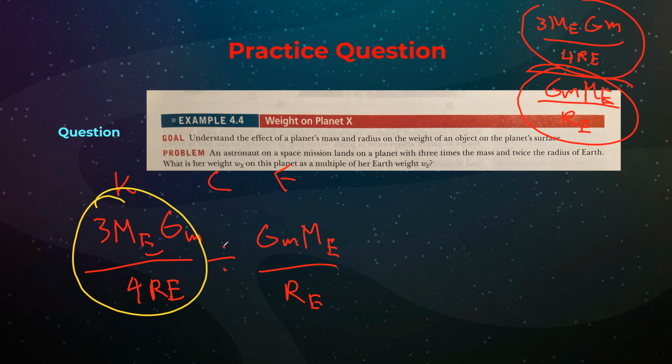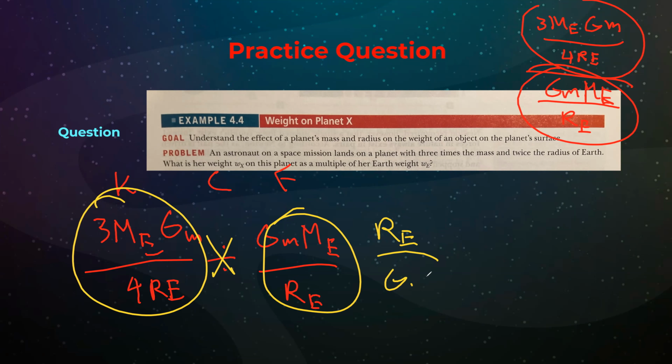And then we change this into a multiplication, but we flip this as a reciprocal. So it becomes RE over G small m big M E. And when we multiply fractions, we do numerator times numerator and denominator times denominator. So when you have 3 ME times G, sorry, not G over M, G times small m, you get this final fraction. Let me just write this out.